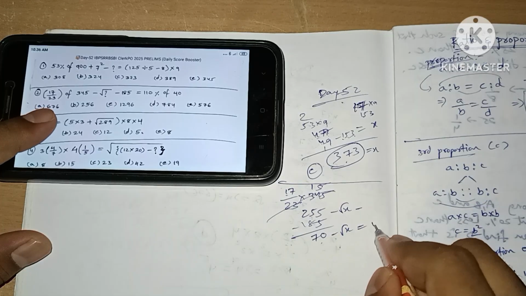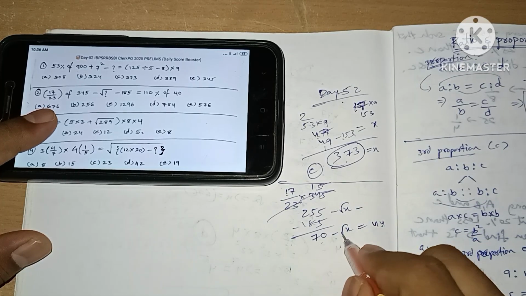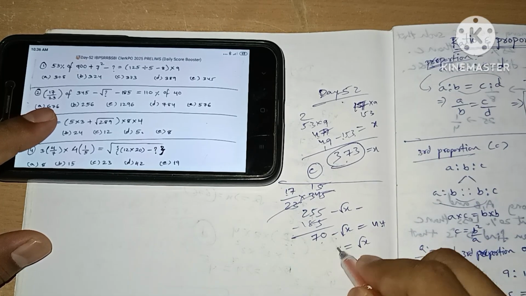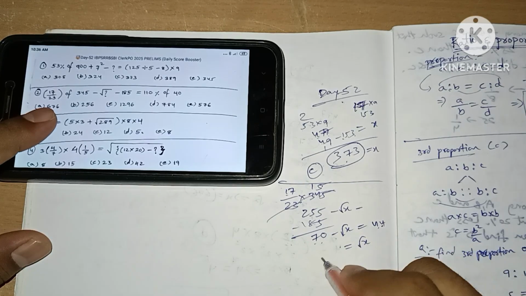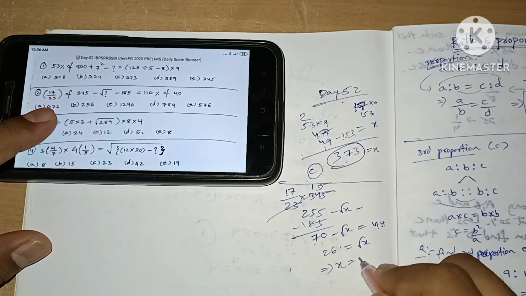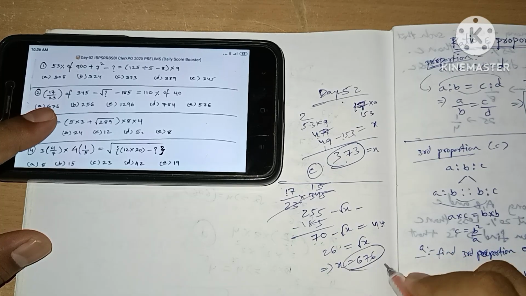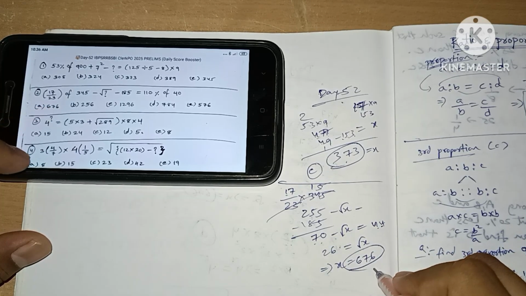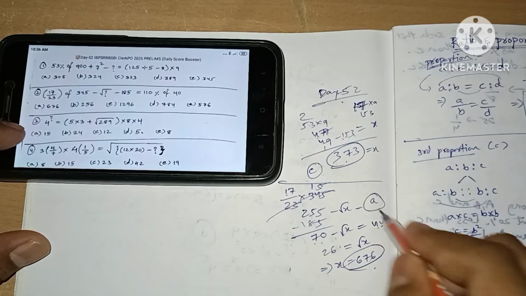11 4 times 44. This 44 comes this side and this goes there, and the root x equals 70 minus 44, which will be 26. So x value is 26 square, which is 676. Answer is 676. Option A is our answer.